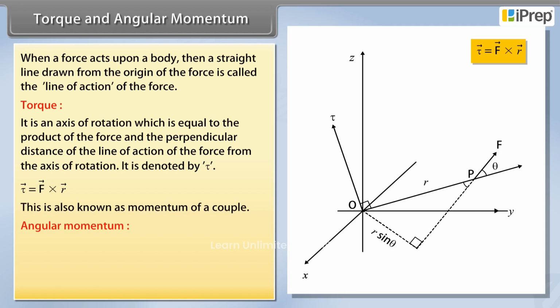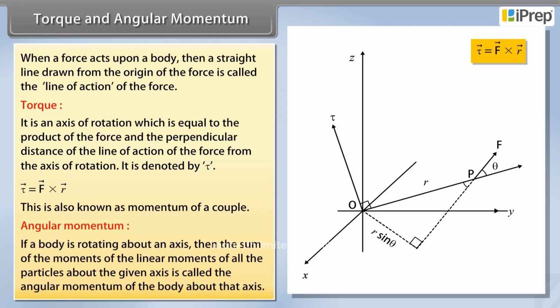Angular momentum. If a body is rotating about an axis, then the sum of the moments of the linear momenta of all the particles about the given axis is called the angular momentum of the body about that axis.